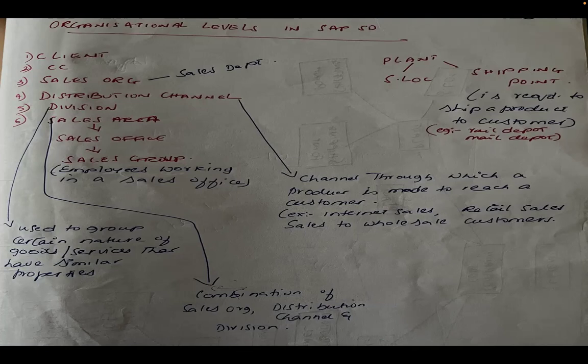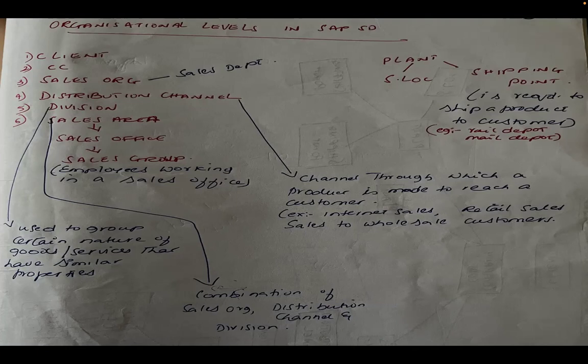Then we have the sales office. So sales office is literally the place where the sales activities are taken care. And then we have a sales group. Generally, we regard the people who are working in a sales office as the sales group, and each one of them will be provided with a sales group number so that they can use it when they need to create some data or configuration of anything that is to be done in the system. So these are the org levels.